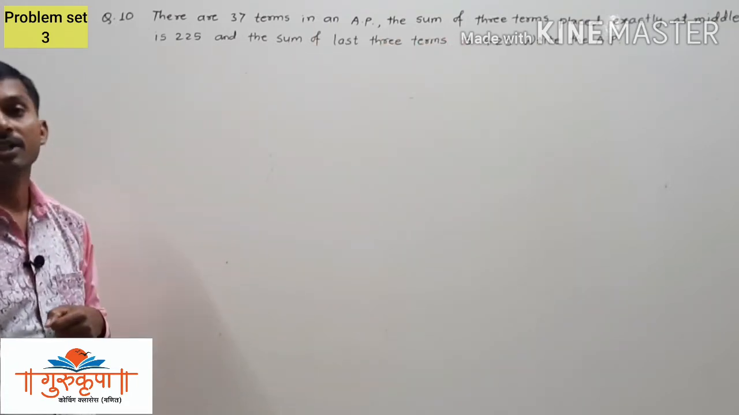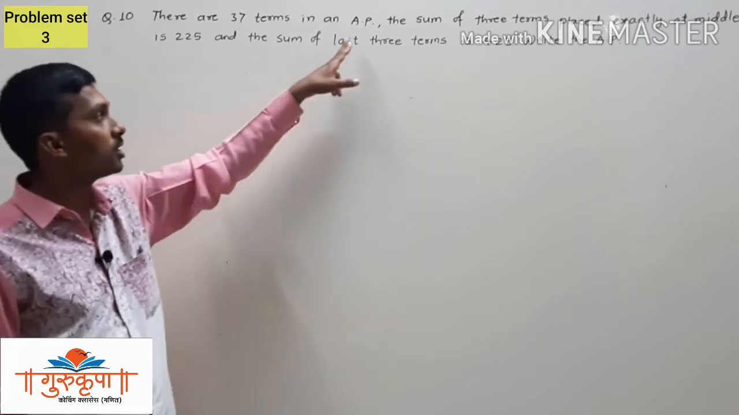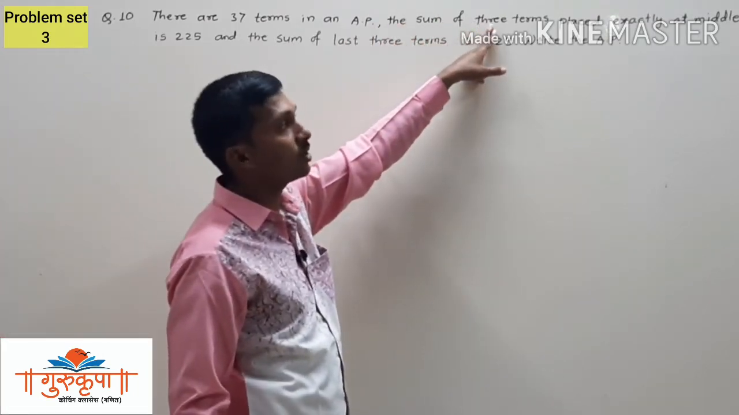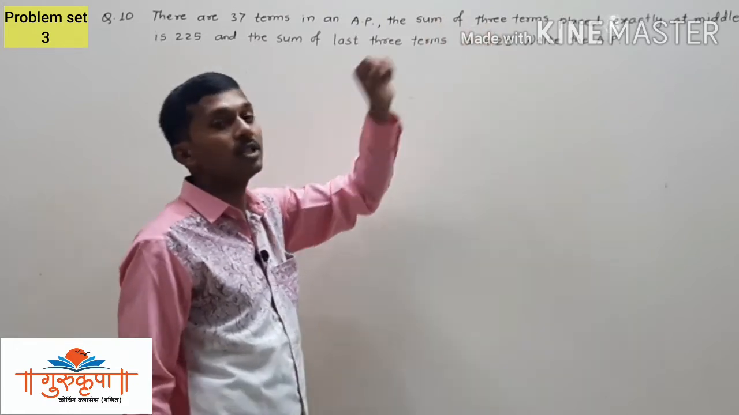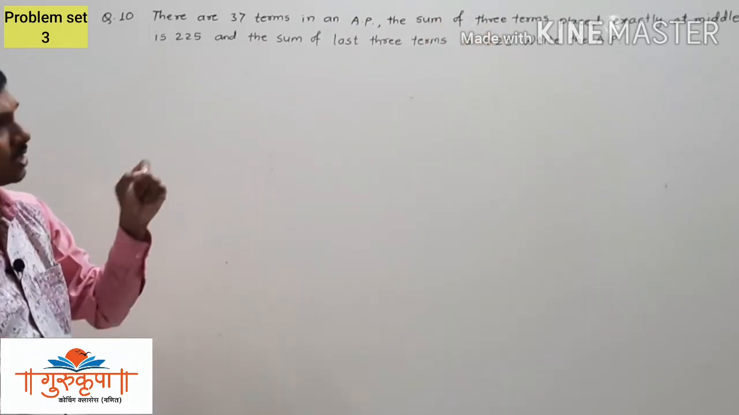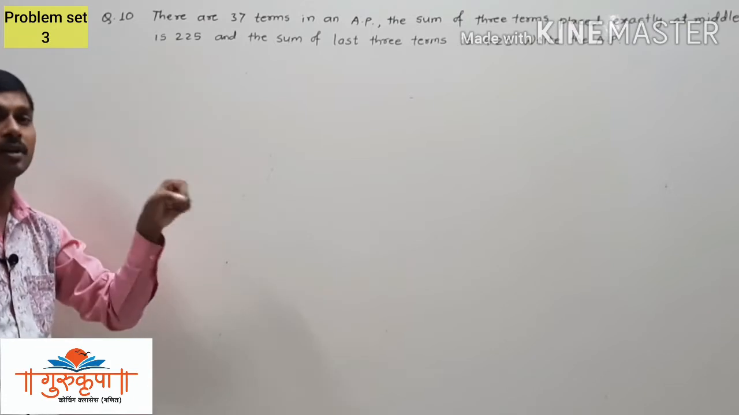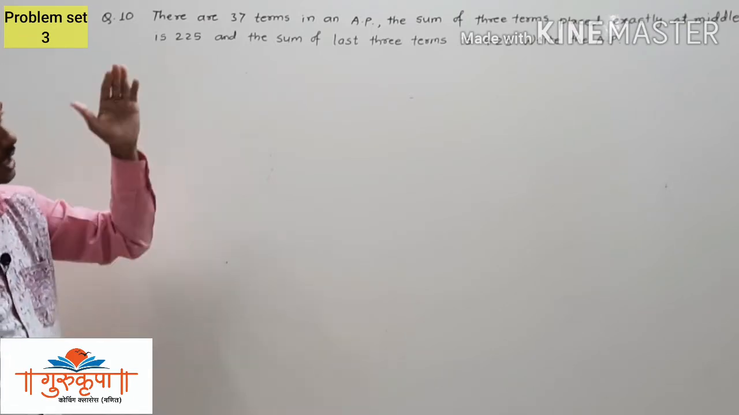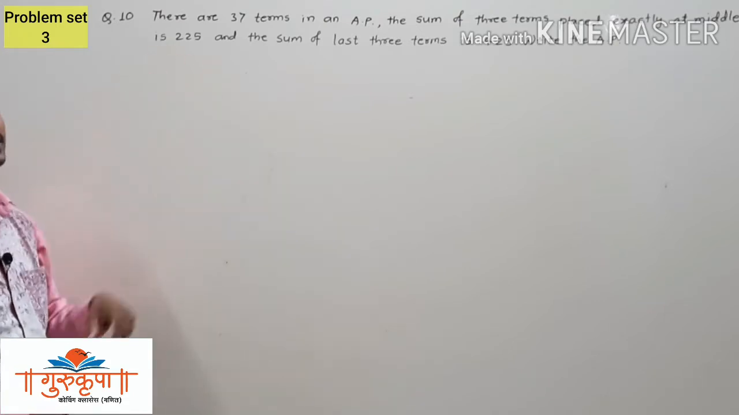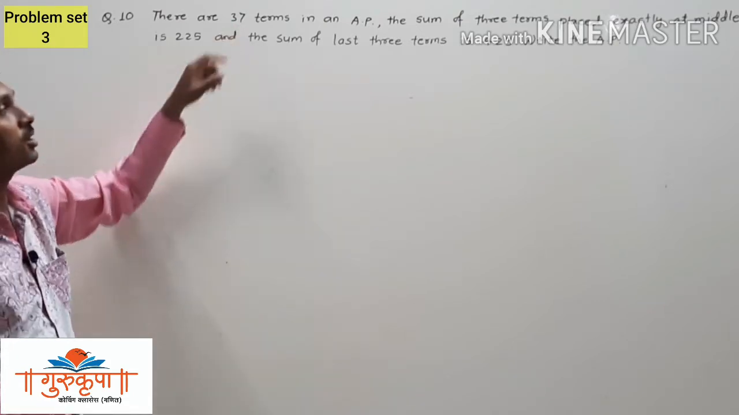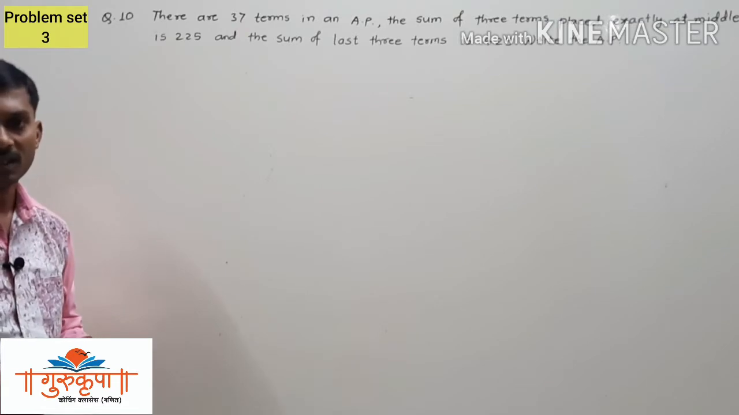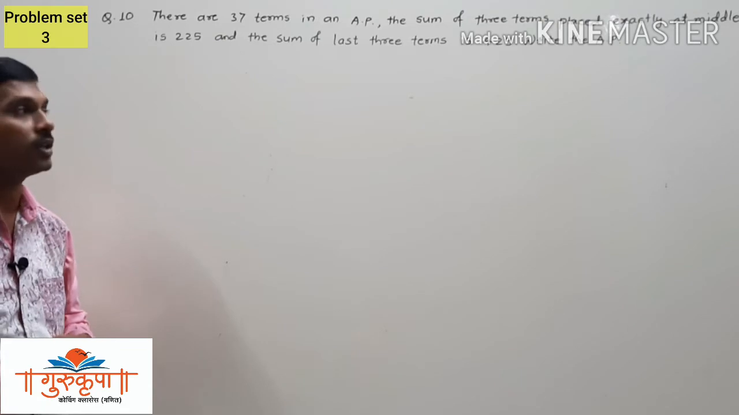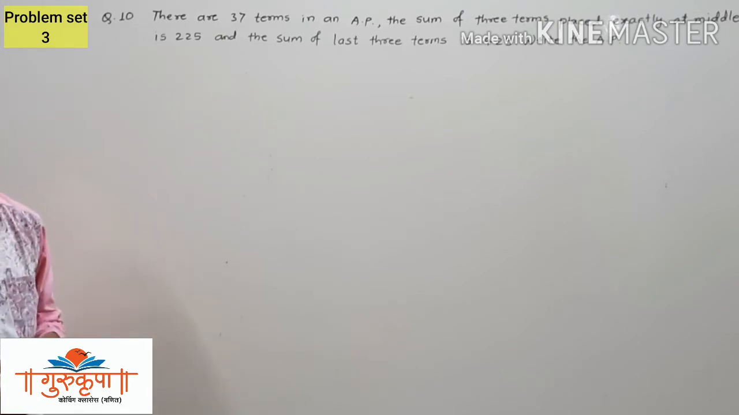We will get a linear equation in two variables from this information, and we will also get a linear equation from the other information. But here we have to get the three terms. Which three terms are there exactly at the middle of the given AP? Since we have 37 terms, we know the total number of terms in the AP, so we can easily find the three middle terms.